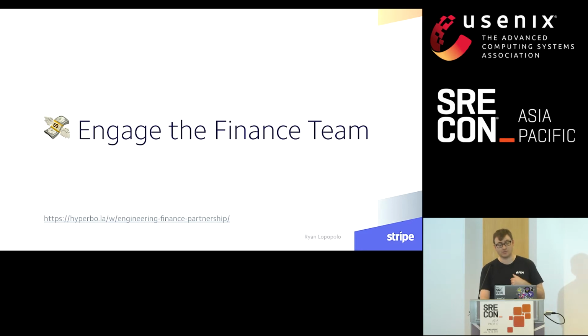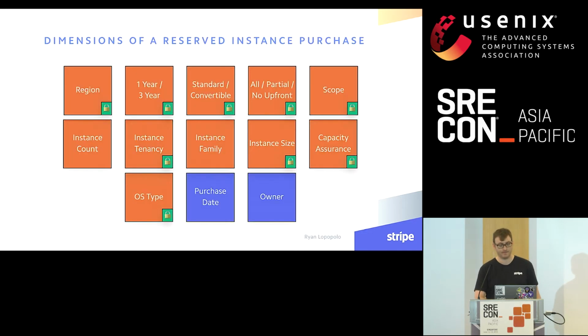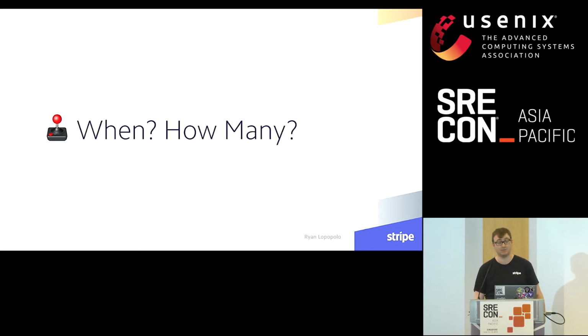For context, at Stripe, we choose 3-year convertible and no upfront because we believe that gives us the best trade-off of optionality versus cost savings. So we locked in all these dimensions across the top here. Let's move on to a little bit more engineering work and talk about when and how many of these things we should buy.